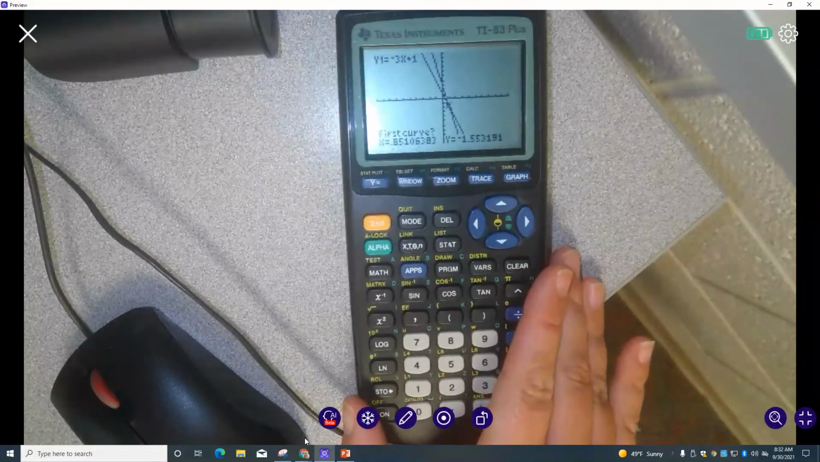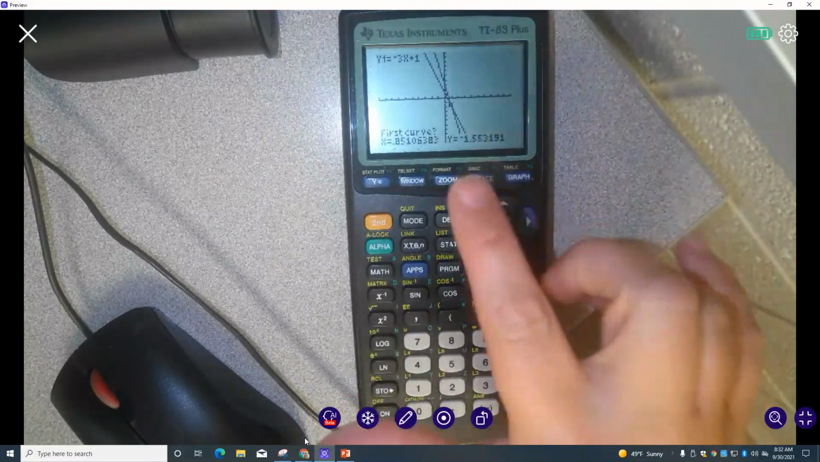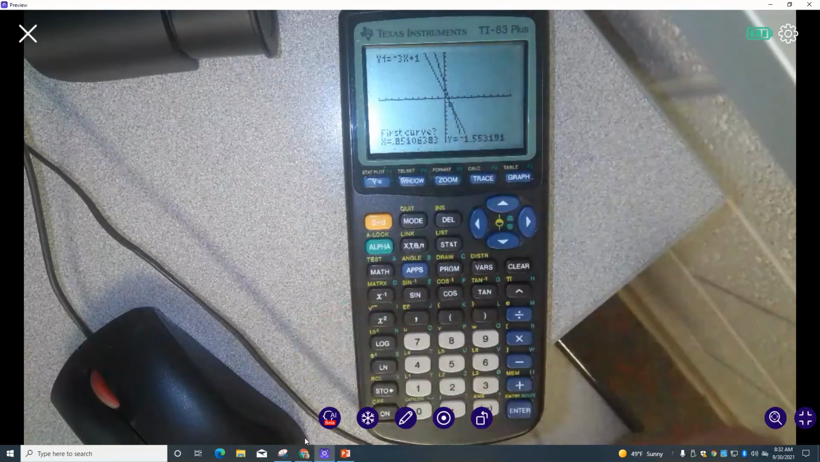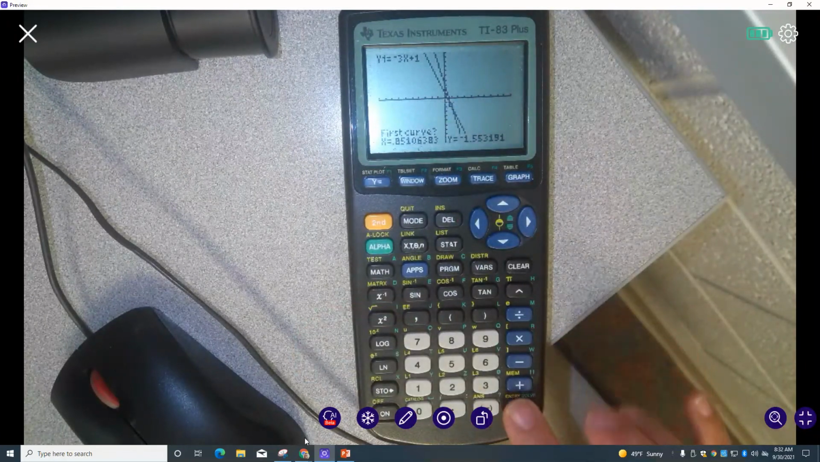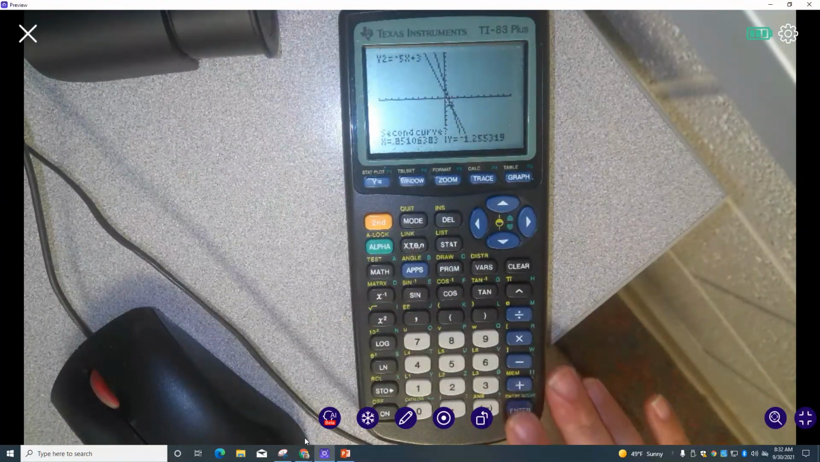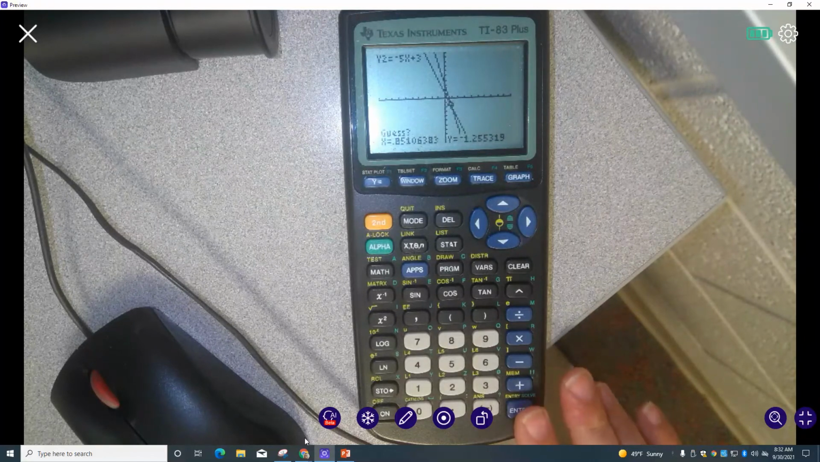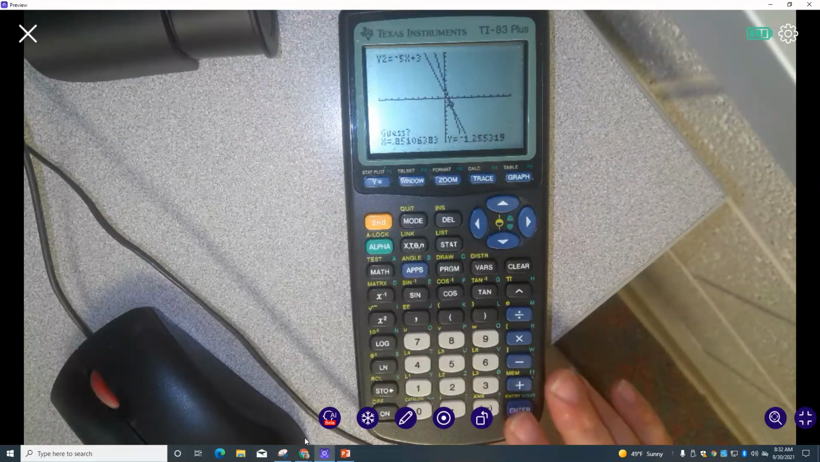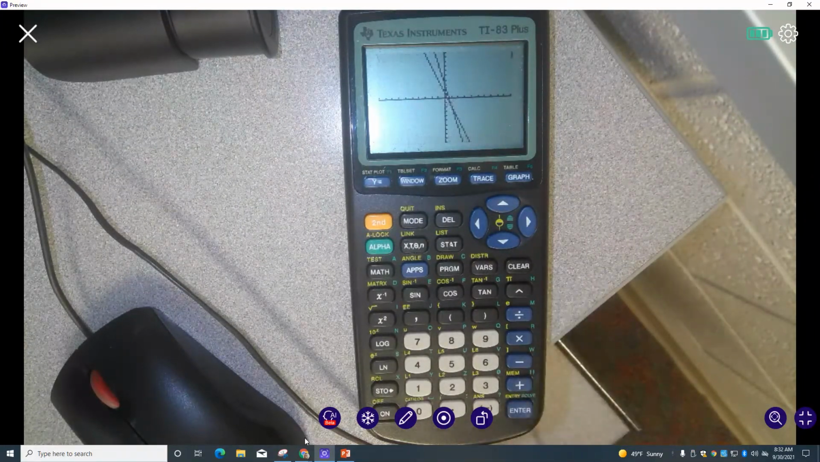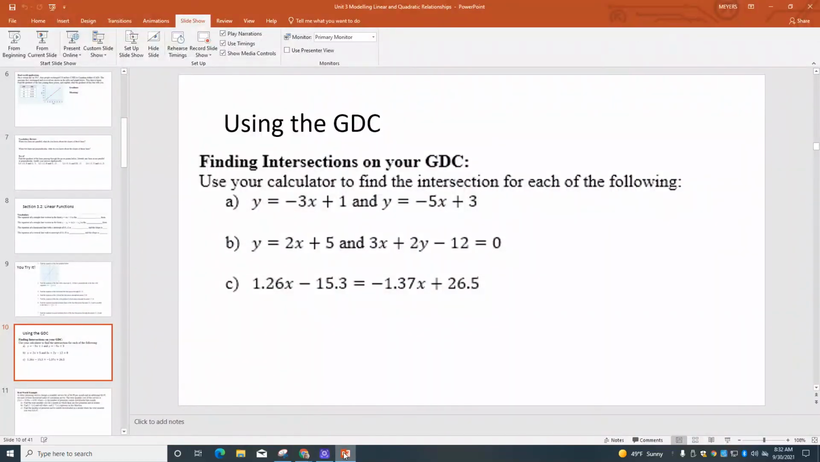Sorry, we've got a little bit of a glare there. You can see my cursor is blinking. Just move it as close as you can to the intersection. So I'm going to say, yeah, right there. Second curve, that looks accurate. Hit enter again. And then it's asking, would you like me to guess? Yes, please. So I hit enter again. And it says my intersection is at 1, -2. So my answer here would be 1, -2.